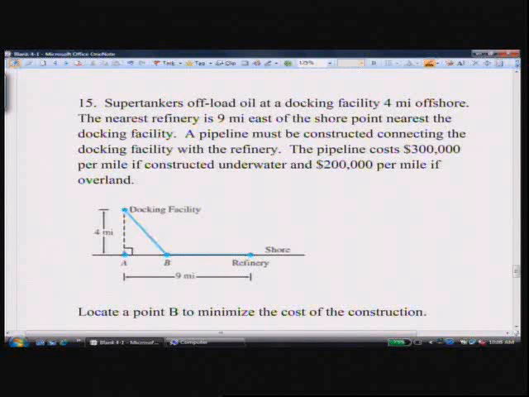It would be less than going straight, because this distance, if you went boom, boom, that's going to be a lot of distance, right? Whereas if you went from here to here, it's going to be less distance that you have to cover. Now, the other thing is to just take it straight to the refinery from the docking facility. That would be very expensive perhaps, because that would do the whole thing underwater. Does that make sense? So this is kind of your problem.